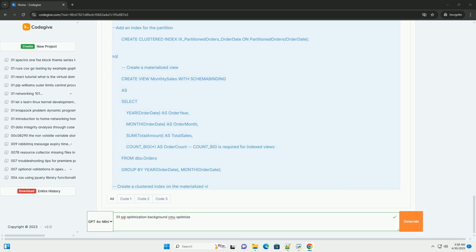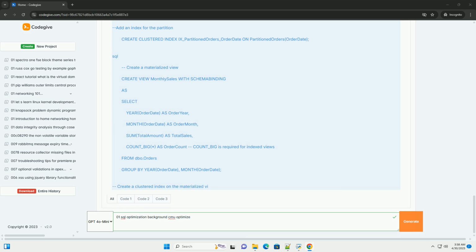Always test the performance of your queries before and after making changes to ensure that the optimizations are actually improving performance. Pay attention to the sizes of the tables involved. Different techniques are more appropriate for small tables versus large tables.